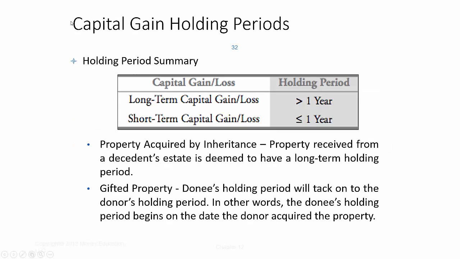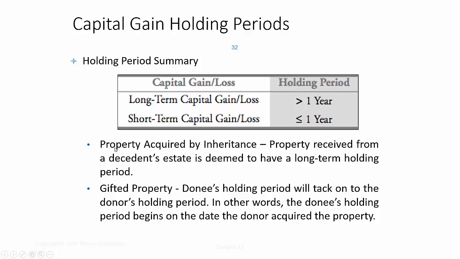But how we determine that gain is a function of time, and you should have gone over this before, so this might be a refresher. Depending on the length of time that you held that asset will determine your capital gain. So understand these two different holding periods: long-term capital gains, greater than a year; short-term capital gains or losses, less than or equal to a year.